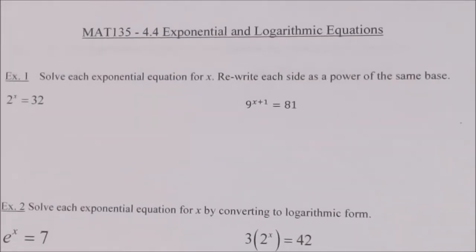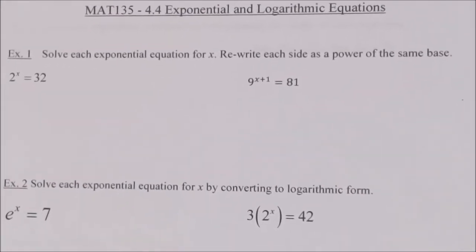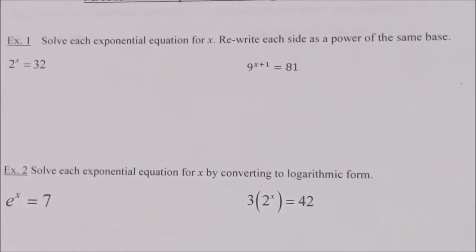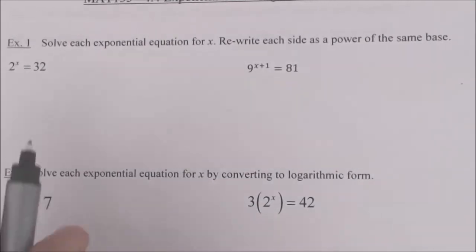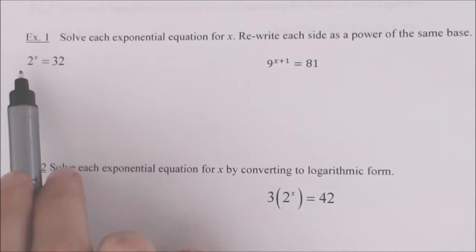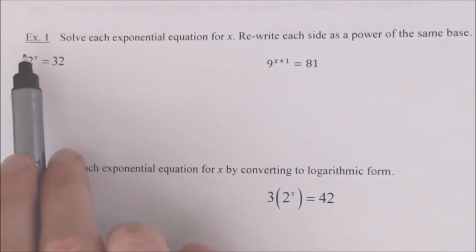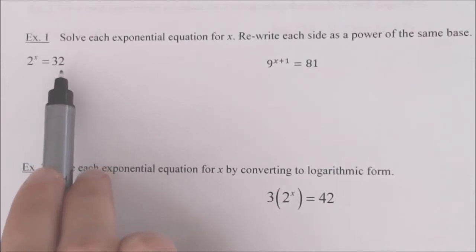Example 1 says solve each exponential equation for x by rewriting each side as a power of the same base. So let's clarify what's happening here. First of all, make sure you see that this is an exponential equation because you have 2 to the x power. That's like your exponential function, 2 to the x equals 32.